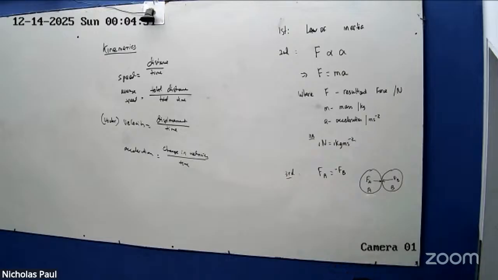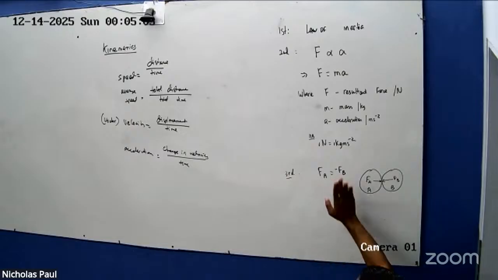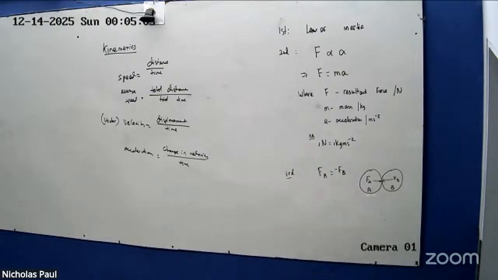Everybody okay with that? So Newton's first law is inertia. Second law, F equals ma, resultant force equals mass times acceleration. And third law, F of A on B equals negative F of B on A. So I'm going to give you a scenario now, and you have to use one of the laws to explain it. All right?